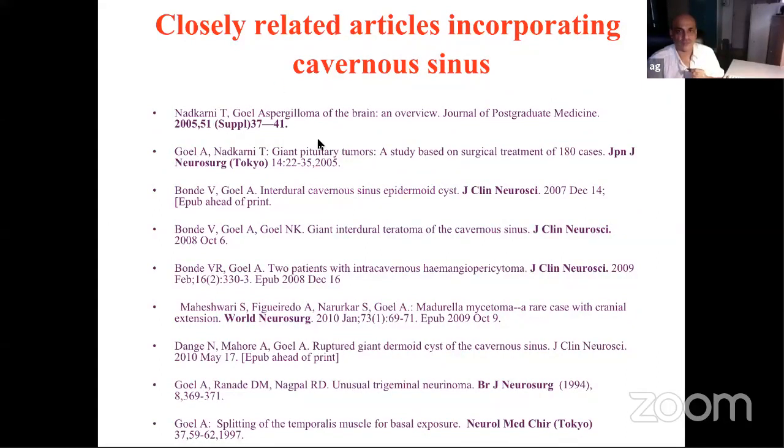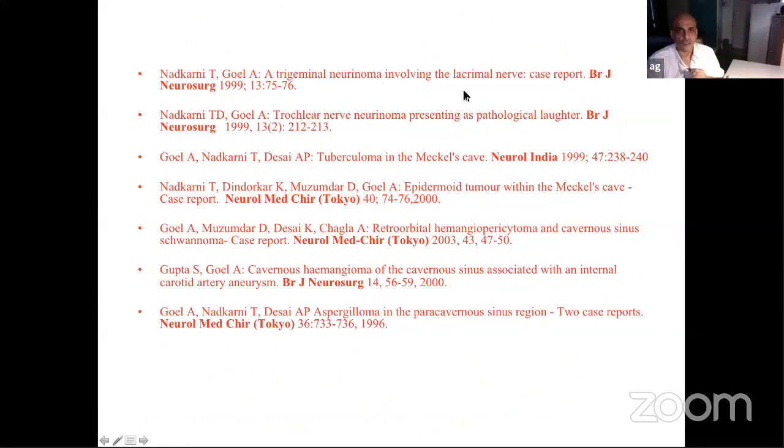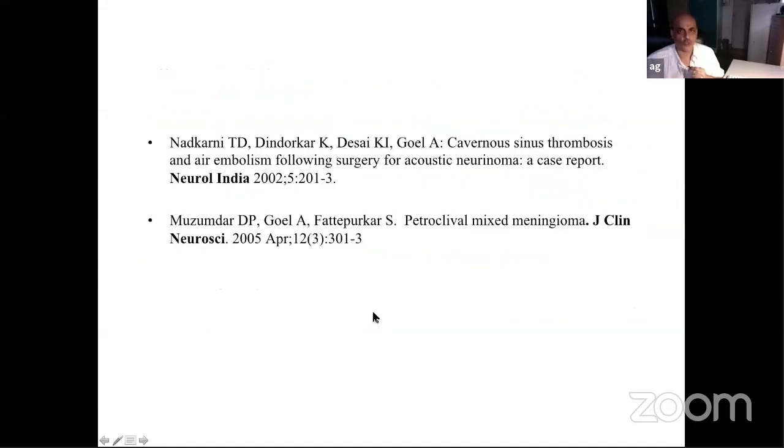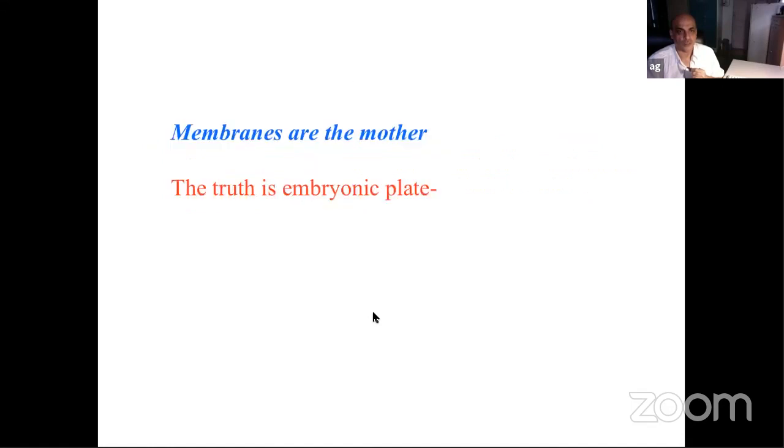Aspergilloma involving the cavernous sinus, epidermoid cyst involving the cavernous sinus, teratoma involving the cavernous sinus, hemangiopericytoma involving the cavernous sinus, fungus involving the cavernous sinus, dermoid cyst, and things like that. Epidermoid tumor, hemangiopericytoma, aspergilloma involving the cavernous sinus. I am going to show you some of these cases.